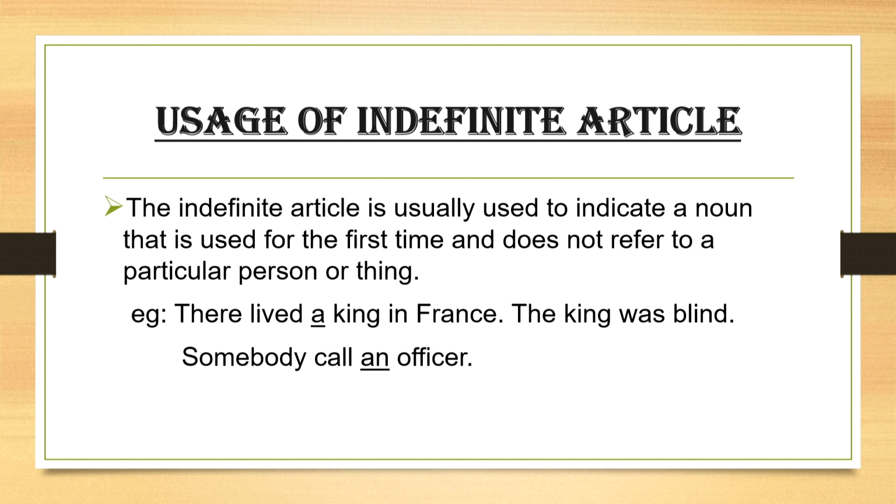Now, let us take another example. Somebody call an officer. This sentence implies reference to any officer. We do not need a specific officer. Instead, we need any officer who is available.